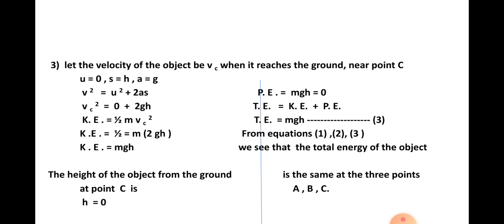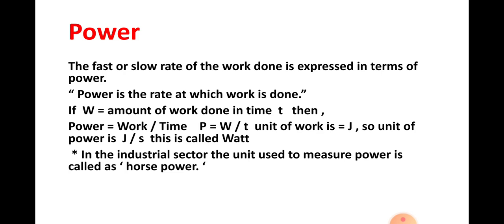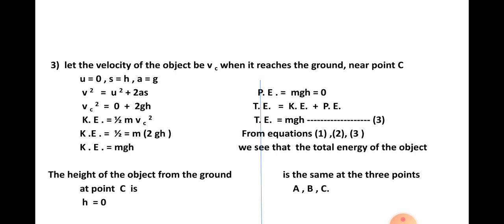The height of the object from the ground at point C is h equal to 0. Potential energy is equal to mgh, that is 0. So total energy becomes kinetic energy plus potential energy, then total energy is equal to mgh. Equation number 3. From equations 1, 2, 3, we see that the total energy of the object is the same at points A, B and C respectively.